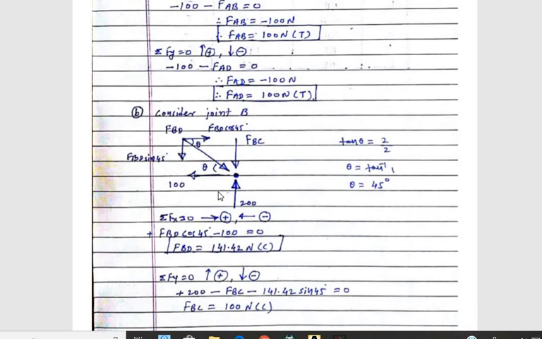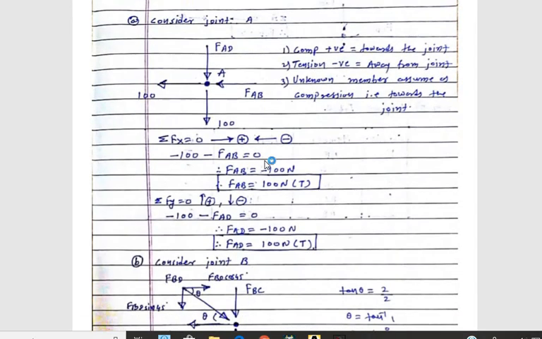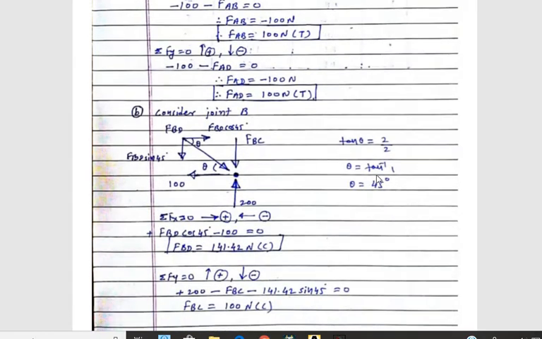Now the BD member is the inclined member. When there is an inclined member, we have to resolve it. So for resolution, we have to calculate the angle. So tan theta is equal to 2 by 2. How is this angle calculated? See the geometry. This is theta. Tan theta is equal to this 2 divided by this 2, opposite upon adjacent. So theta becomes 45 degrees.